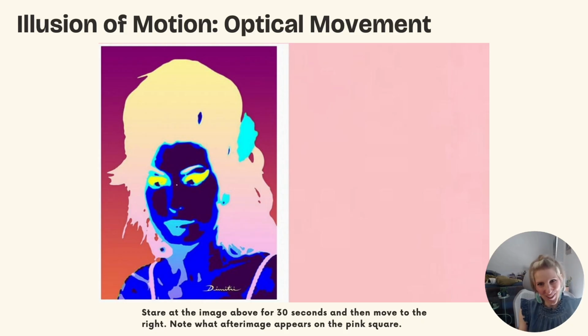Okay, that's our 30 seconds. So if you had stared right at Amy Winehouse for 30 seconds and then shifted your gaze to that pink square, you would have seen the reverse after image on that right square. Now, that's a typical reaction. Maybe you didn't experience that.